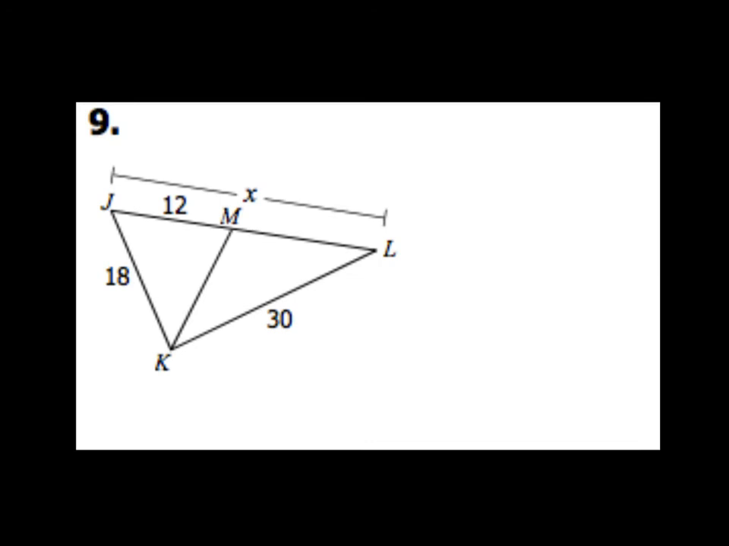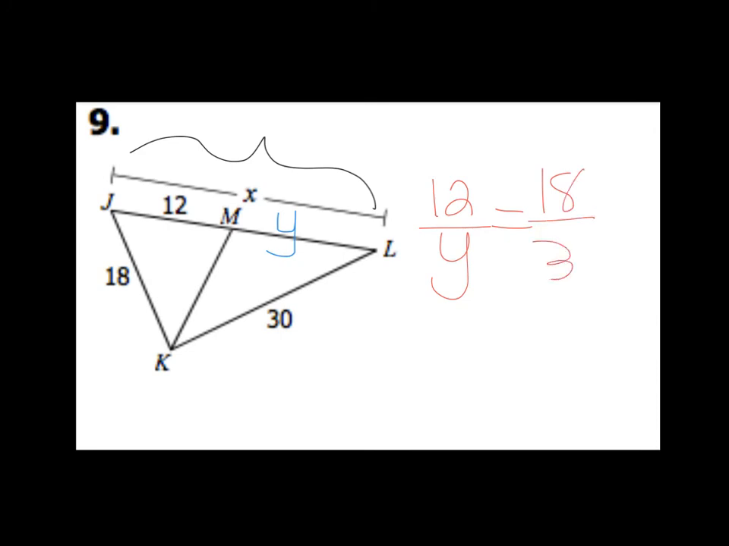For this particular problem, I know that they are telling us that x is this whole side. I prefer to give this another variable, and so therefore I am going to do 12 over y is equal to 18 over 30. So I'm going to cross multiply and see what y is. And I find out that y is equal to 20.